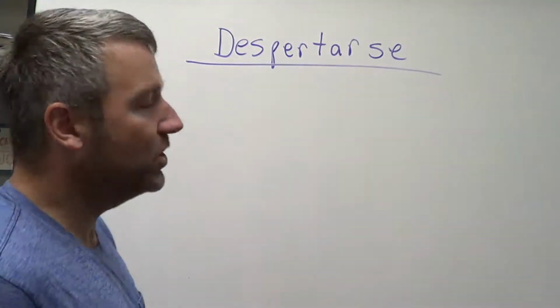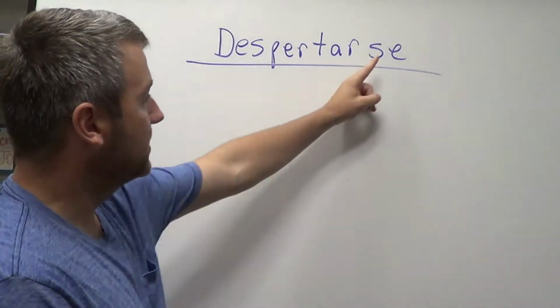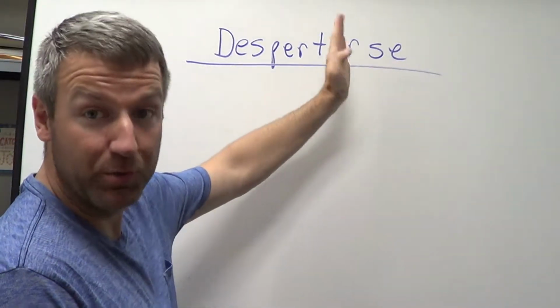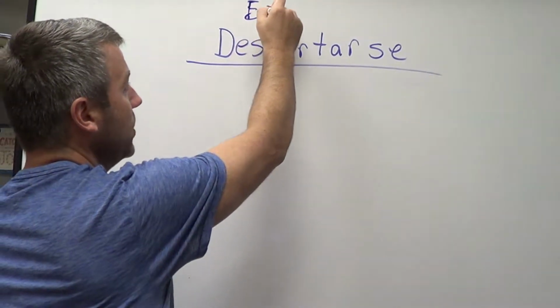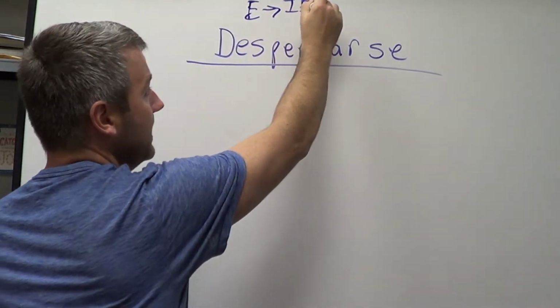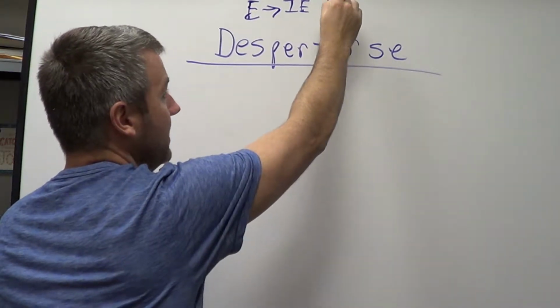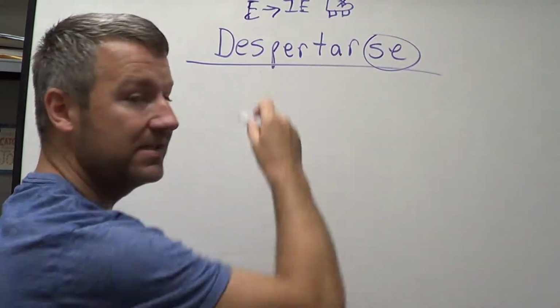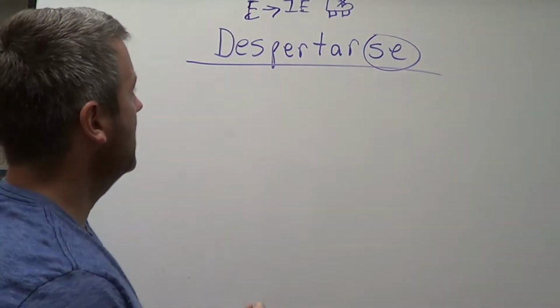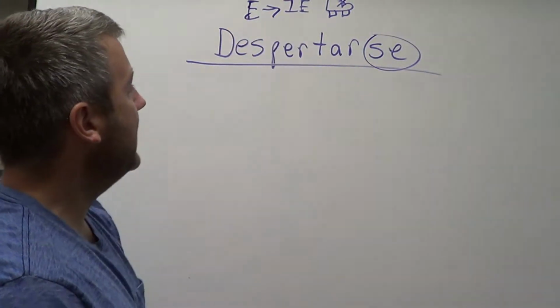This is an irregular verb. It's also reflexive. It's a boot verb. And I'm going to tell you that the E is going to go to an IE in the boot. Okay, we're familiar with that term now. We know because it ends in SE that it's reflexive. Alright, now the E goes to IE.